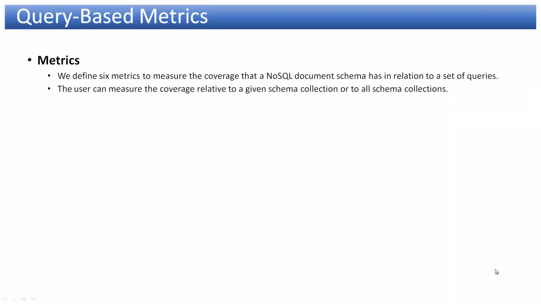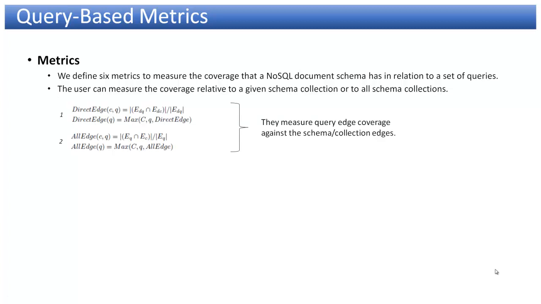Query-based metrics. We define 6 metrics to measure the coverage that a NoSQL document schema has in relation to a set of queries. The metrics receive the NoSQL schema and query by parameter, represented as DAGs. The user can measure the coverage relative to a given schema collection or to all schema collections. The first two metrics are dir edge and all edge.